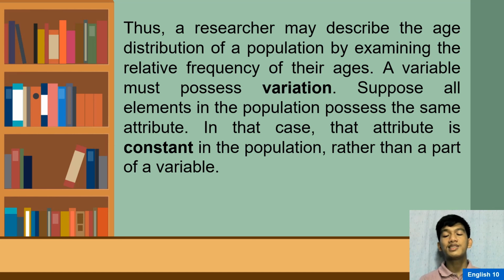A variable must possess variation. It should vary, should have differences. Suppose all elements in the population possess the same attribute. In that case, that attribute is constant in the population rather than a part of the variable. It is a constant, it is not changing, so it's not a variable anymore.